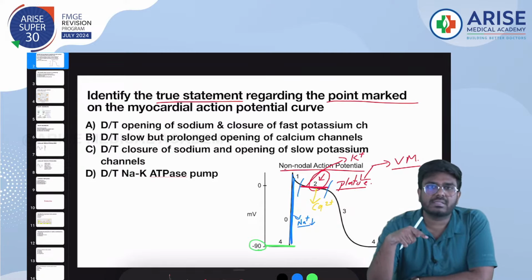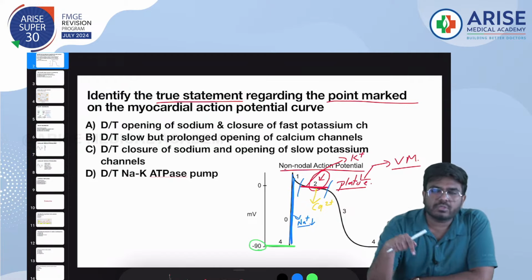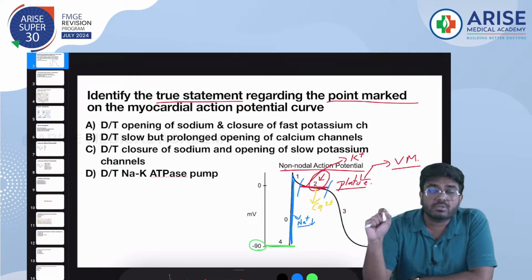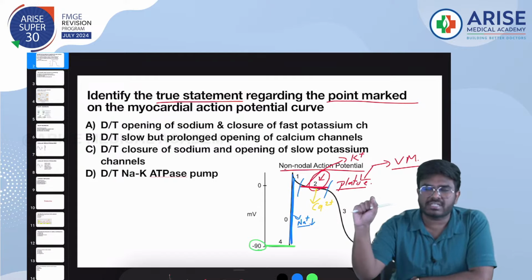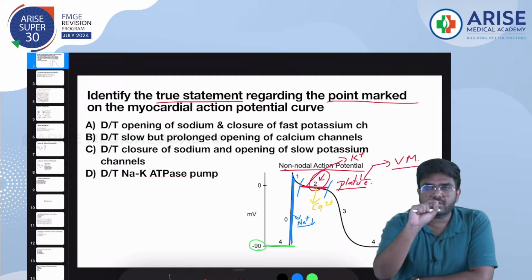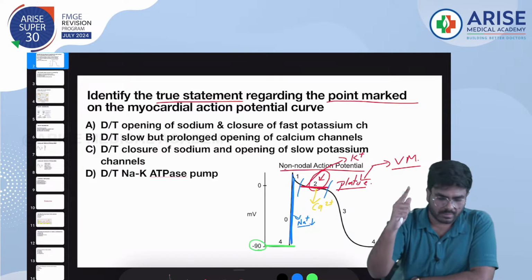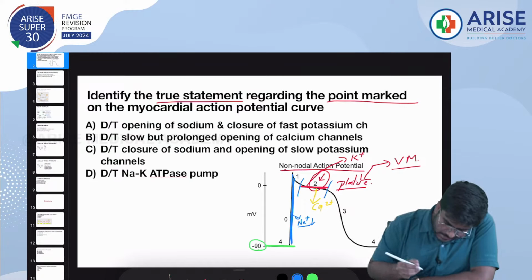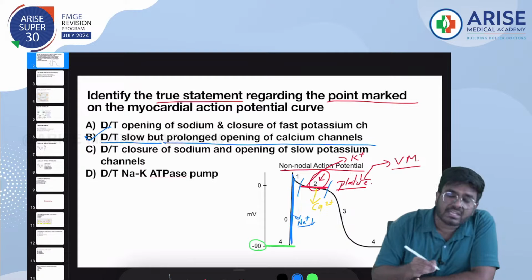So there is a balance. The positive ions are going out, and at the same time the positive ions are coming in. So there will be a balance. That's why the membrane voltage is not fluctuating. It's maintained constant for a certain duration. So this phase is called a plateau. What is happening during plateau? Calcium comes in, potassium goes out. So the answer is going to be due to slow but prolonged opening of calcium channels.